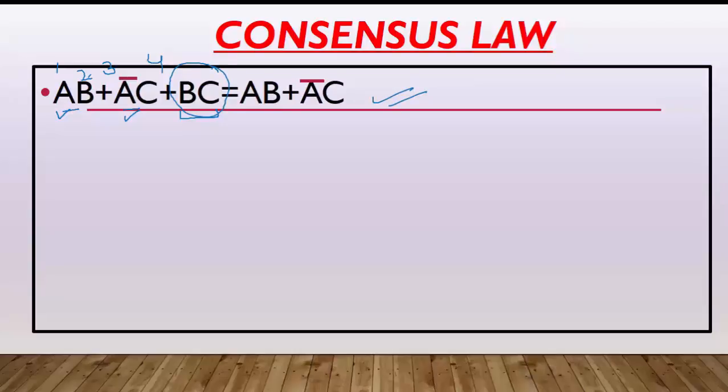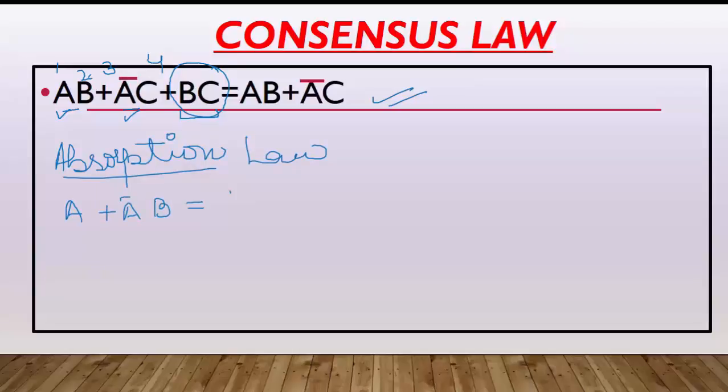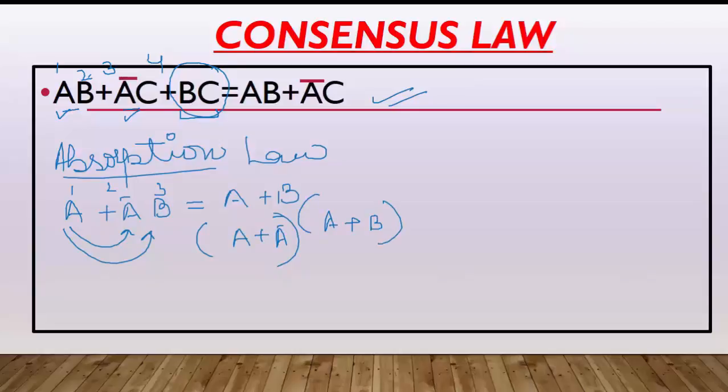There is one more law, the absorption law, which is very useful. If it is A plus A bar B, that is equal to A plus B. How? Like I told you, just name the terms 1, 2, 3, first 1 and 2 and then 1 and 3. So it is A plus A bar, and A plus B. A plus A bar is equal to 1, and A plus B. So this is equal to A plus B. So you don't need to do this much rough work. It should be very handy to you while solving.